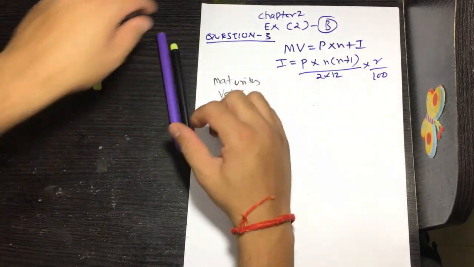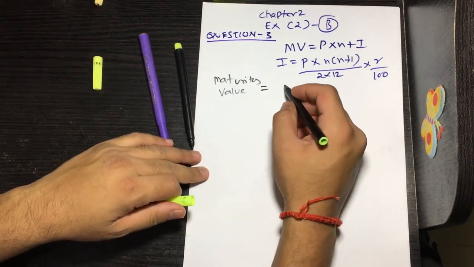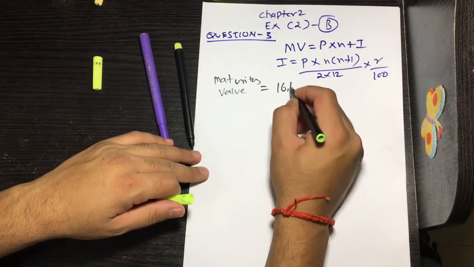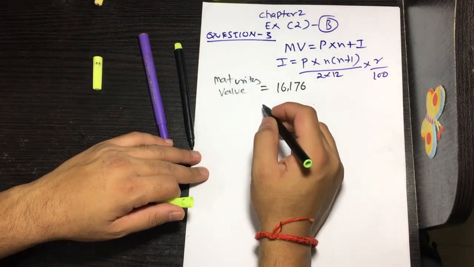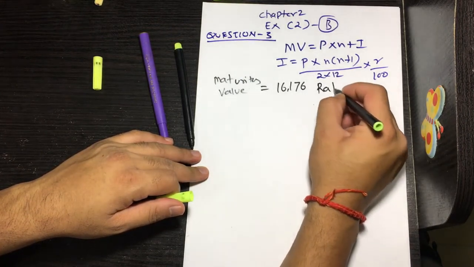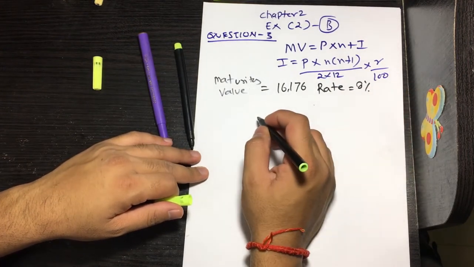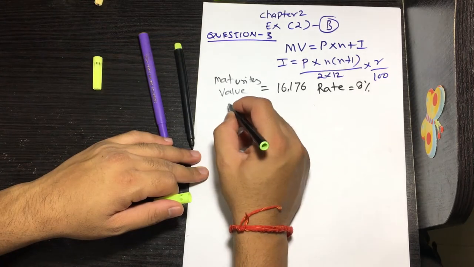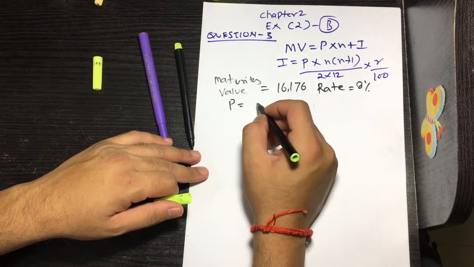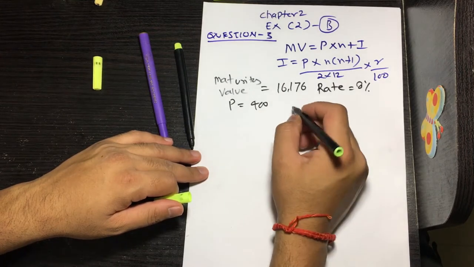All right, let me change the sketch pen. Yeah, so maturity value is what? 16176, right? That's one. Second thing is given as rate. Rate is what? Rate of interest, which is again given as 8%. Then P. P is what? The amount which is paid per month, which is 400 rupees.